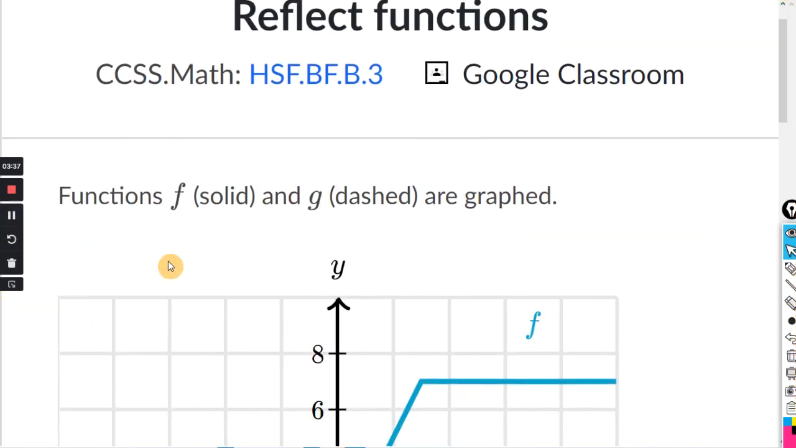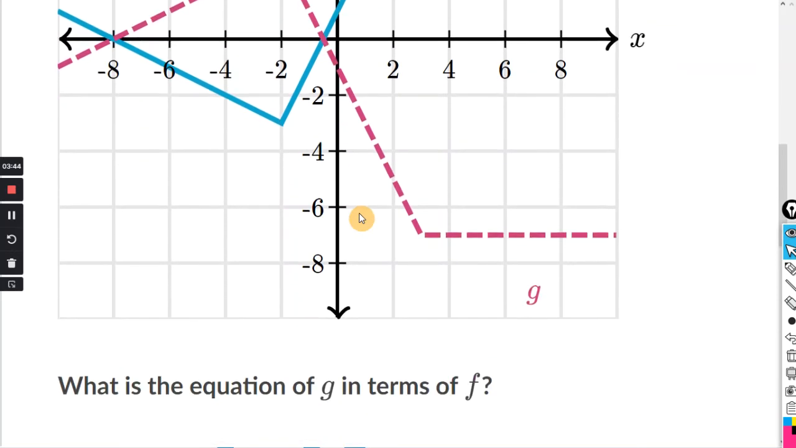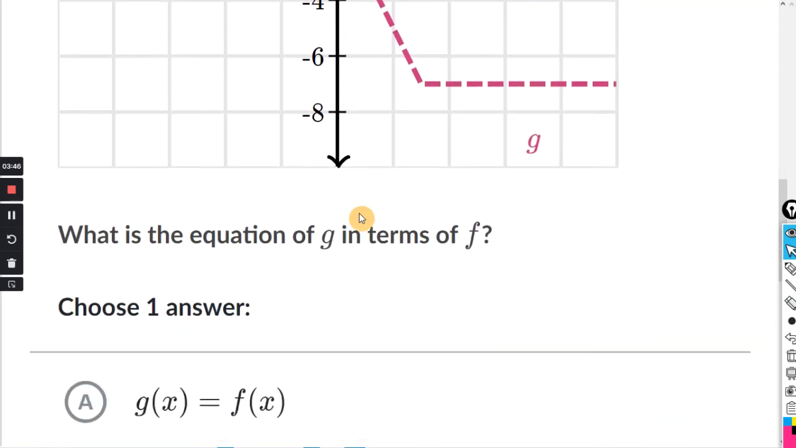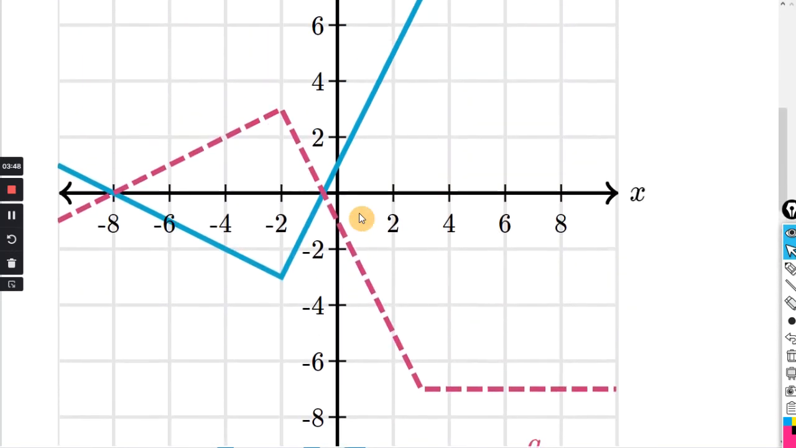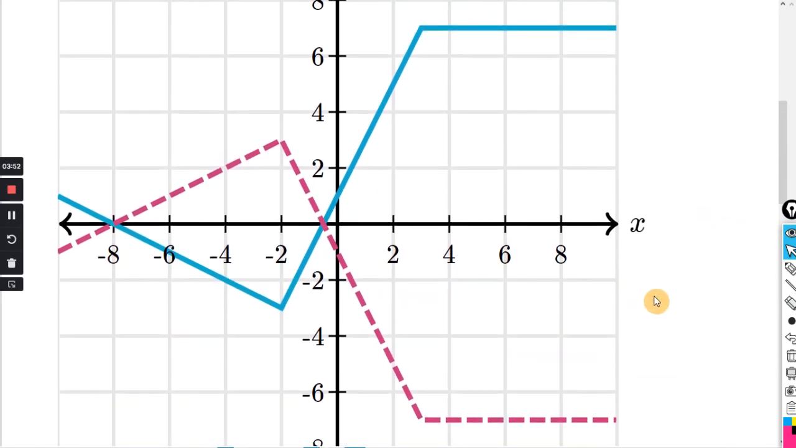All right, functions f and g are graphed. F is solid and g is the dashed line. What is the equation of g in terms of f? All right, this one's not bad. We can clearly see the reflection here.